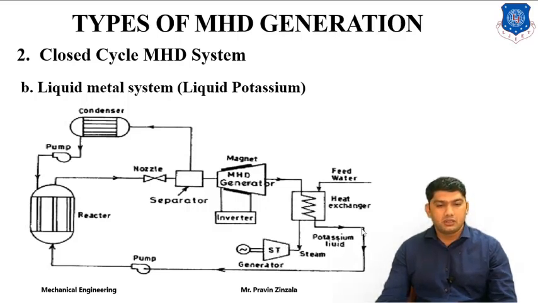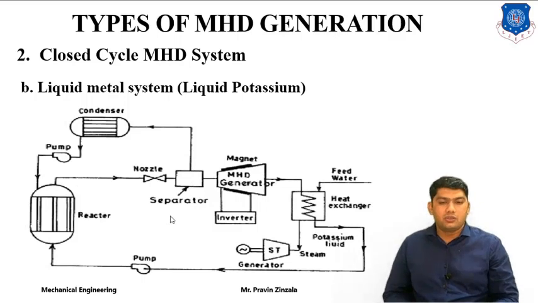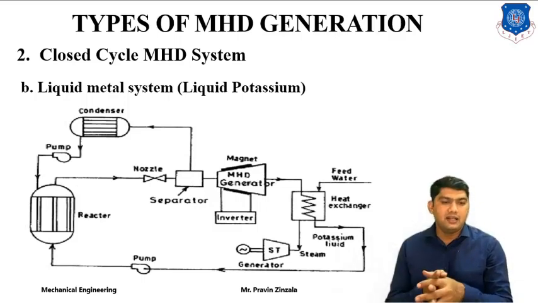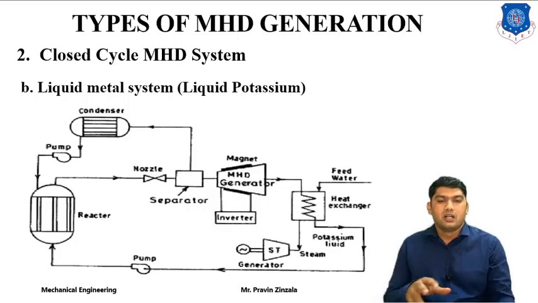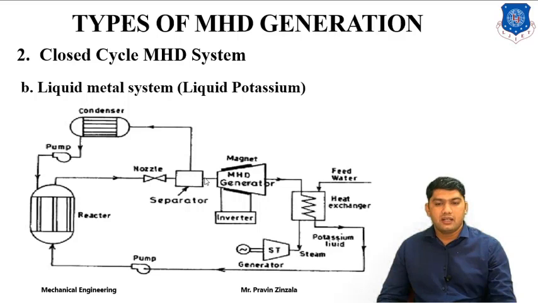The potassium liquid is also passed to the pump and pumped to the reactor. Here, the function of the separator is to separate the vapor and liquid, because in this system we require only liquid. During heating, some amount will also be converted into vapor, so we have to separate the vapor, and the vapor goes to the condenser, is condensed, and the liquid is also passed to the reactor. The cycle is repeated.